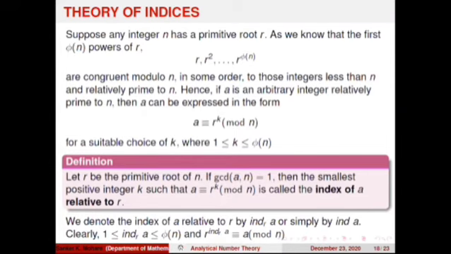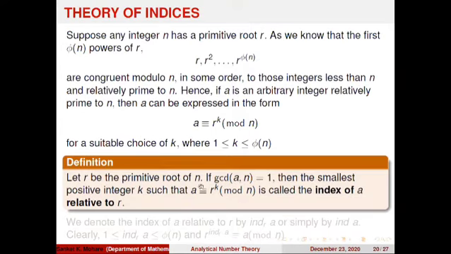So clearly, the index of A relative to R lies between 1 and phi of n, and R to the power index of A relative to R is congruent to A modulo n. Whenever you see this notation, index of A relative to R, this means what? GCD of A comma n is equal to 1. This notation is meaningless unless GCD of A comma n is equal to 1. Okay.